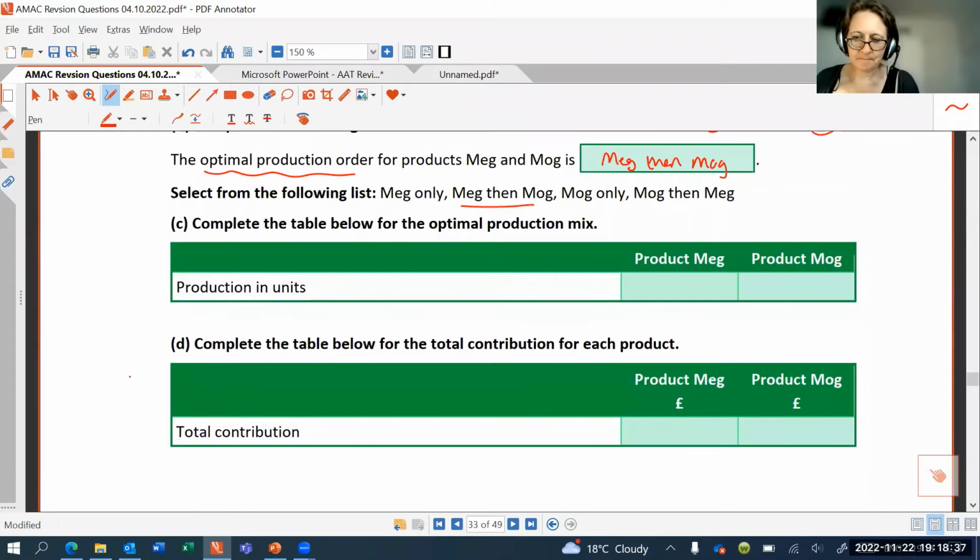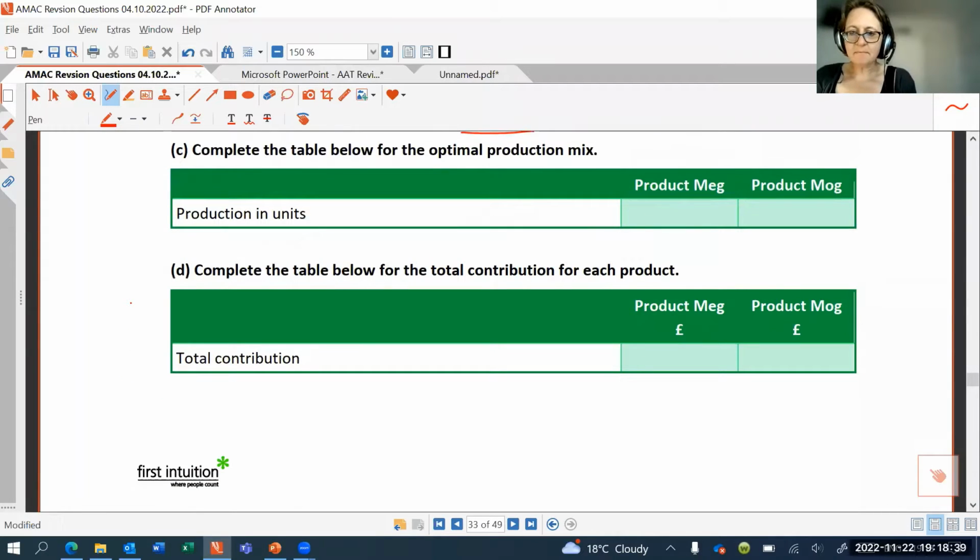Right. Should we have a look at part C then? Part C says complete the table below for the optimal production mix. So this is asking me what is the best number of units to make of each, the MEG and the MOG. I think I can perhaps squeeze my answer in on the bottom of the page here.